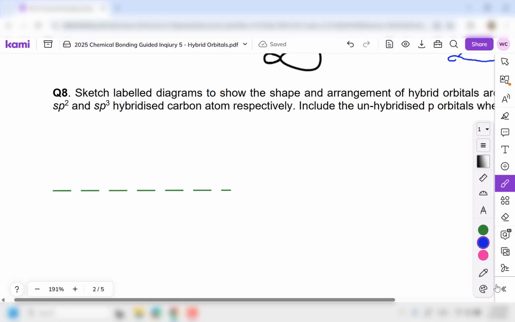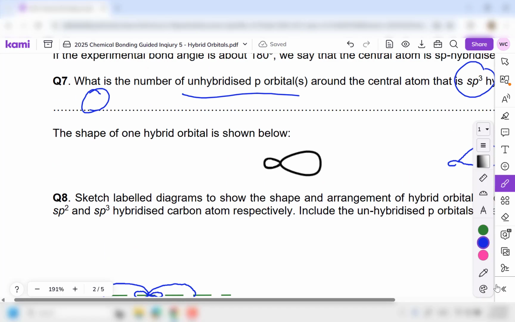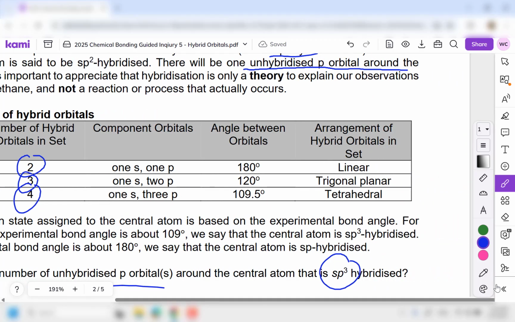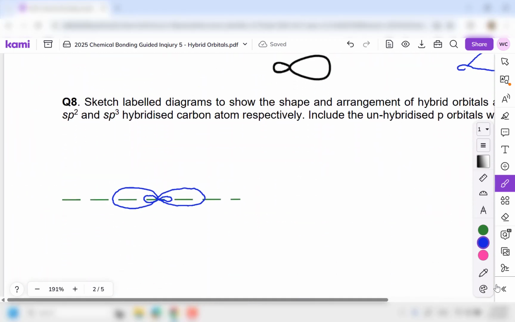So around here, I'm just going to draw in the hybrid orbital like this. Then we'll draw in another one like this, 180 degrees apart. I hope that is okay. Remember that hybrid orbitals, sp, are linear in geometry around the central carbon.